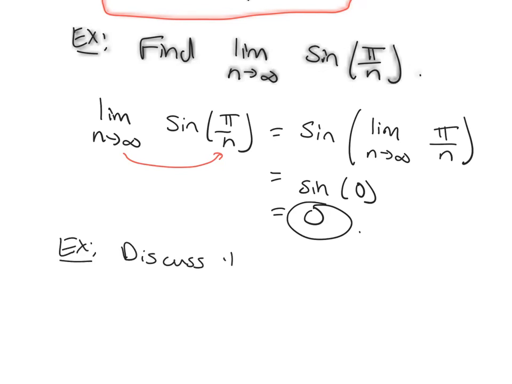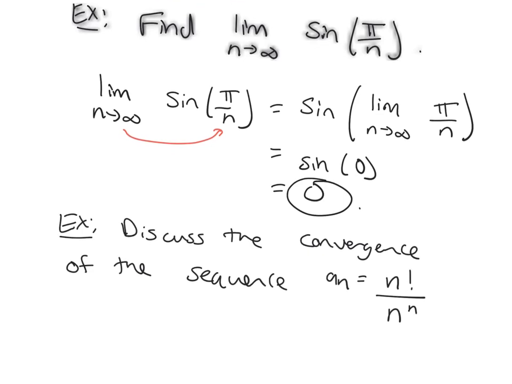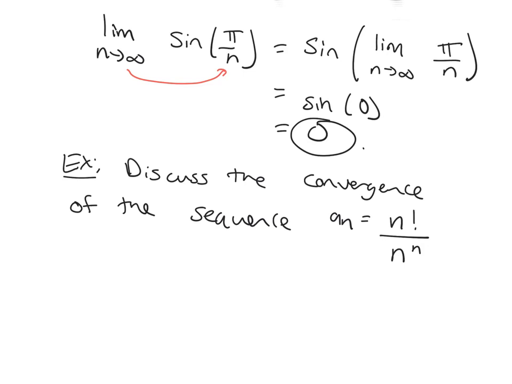Discuss the convergence of the sequence a sub n, which is going to be n factorial over n to the n, where n factorial is 1 times 2 times 3, all the way up to n.